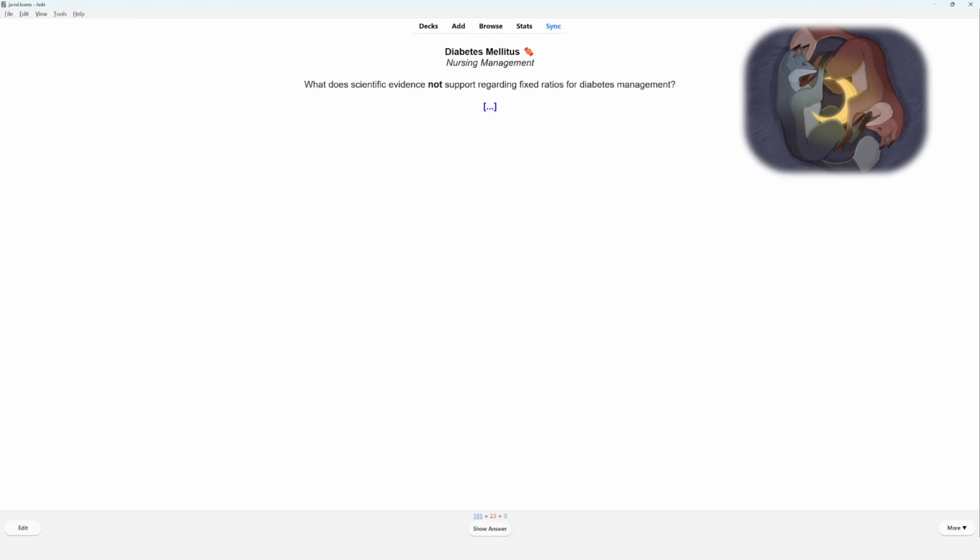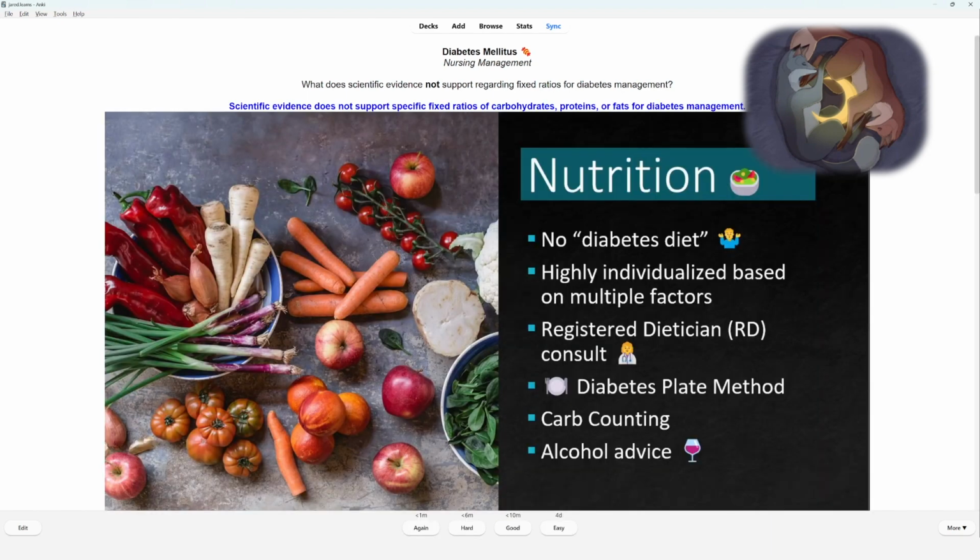What does scientific evidence not support regarding fixed ratios? It's just for diabetes management. There's no specific set ratio for carbs for any one or for all. It's very highly individualized.